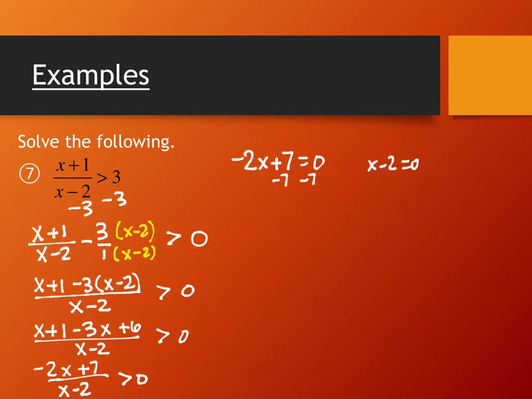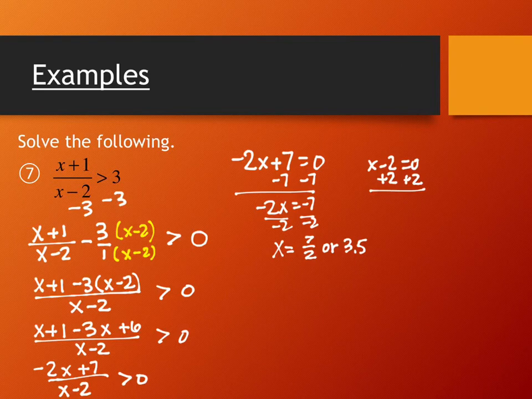In the first one, we'll subtract our 7, and then we'll divide by negative 2. You can leave it as x is 7/2, or if you want to change it into a decimal, you can write that as 3.5. Either way would be fine. Over here, we'll add our 2. So x is 2. And these are the values that we will put on our number line.